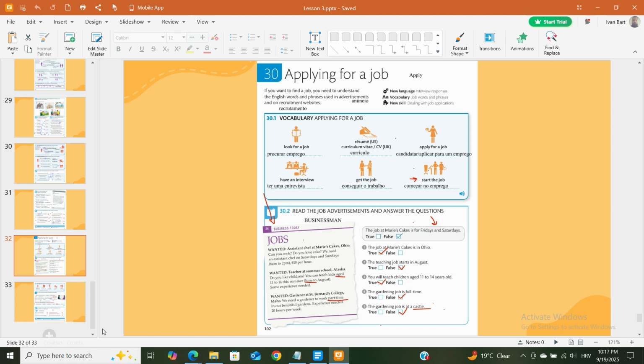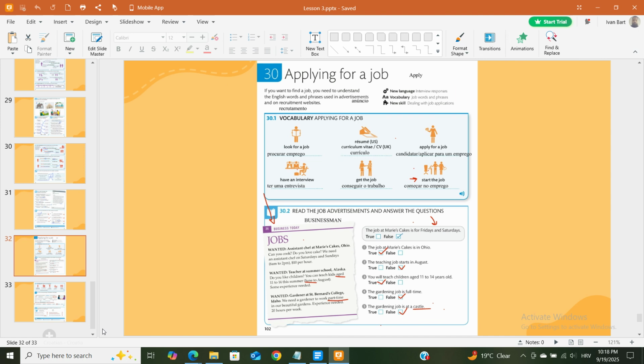30.1 Vocabulary. Applying for a job. New language: interview responses. Vocabulary: job words and phrases. New skill: dealing with job applications. Look for a job. Resume (US), curriculum vitae, CV (UK). Apply for a job. Have an interview. Get the job. Start the job. 30.2 Read the job advertisements and answer the questions.